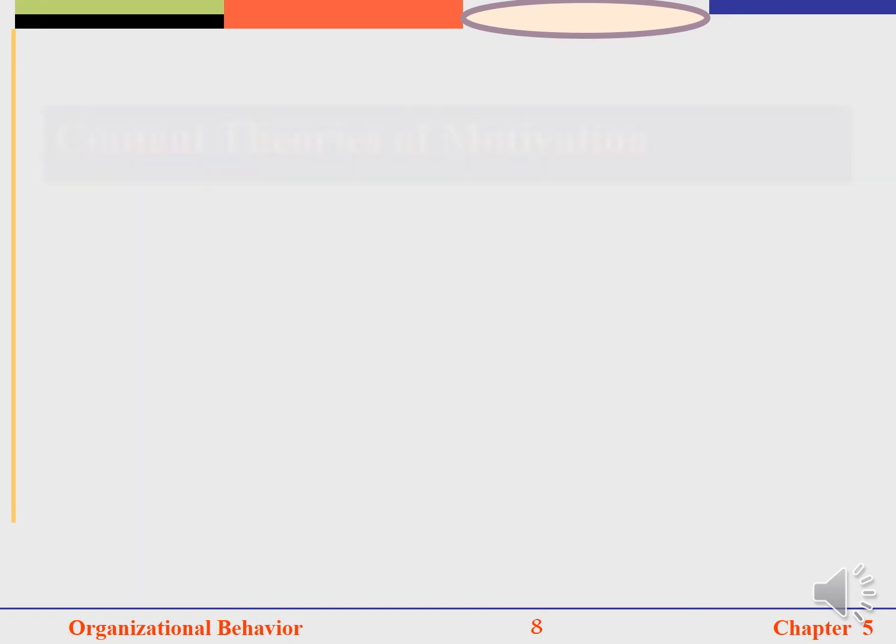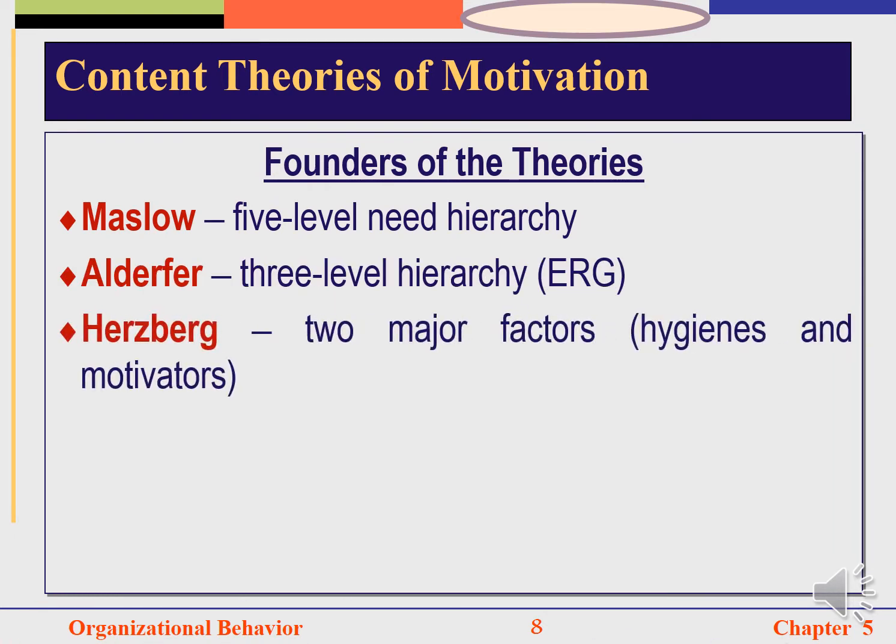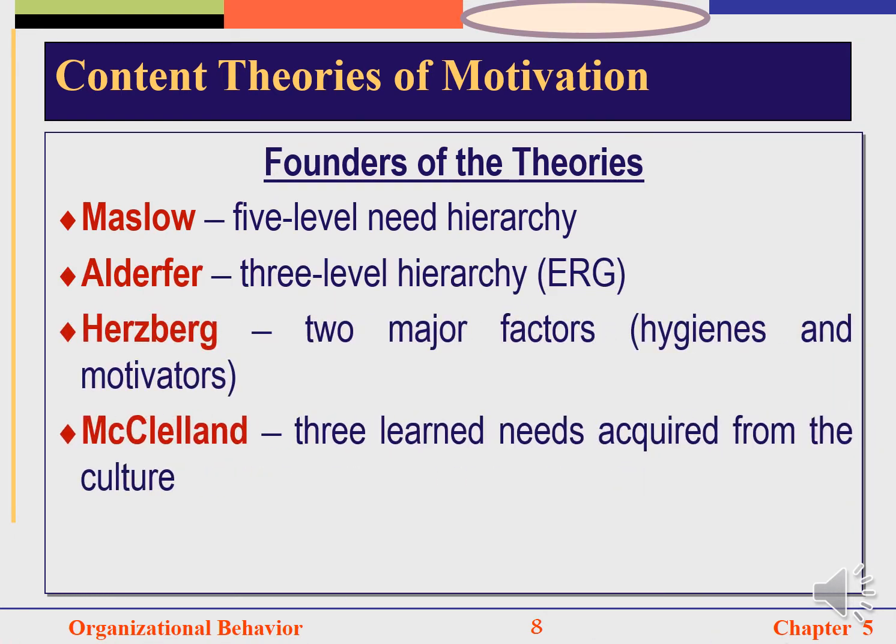Now let us start with the first group of theories, which is the content theories of motivation. Here are some names you have to remember. The first is Abraham Maslow. He introduced a theory called the 5-level need hierarchy of motivation. Later on, Alderfer modified Maslow's theory and introduced a new theory, the 3-level hierarchy theory, and he called it ERG. We'll see what the ERG stands for. So instead of talking about 5 levels of needs, Alderfer talked about 3 levels of needs, and we'll see the differences.